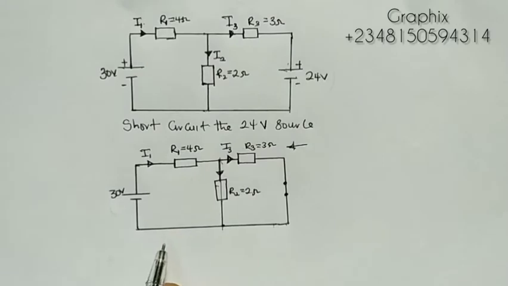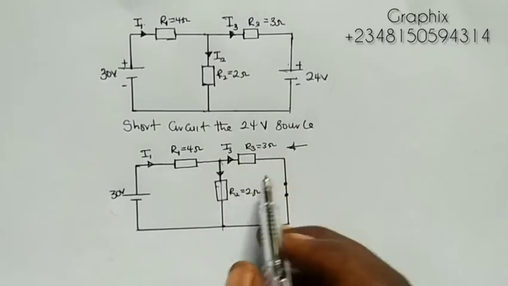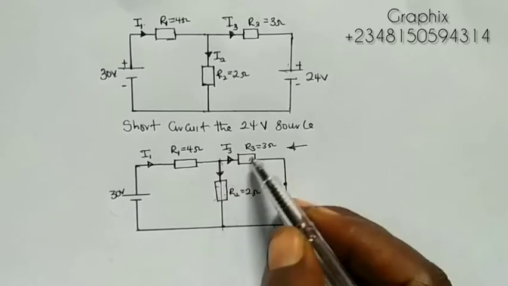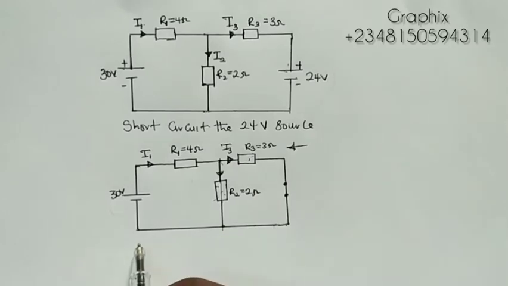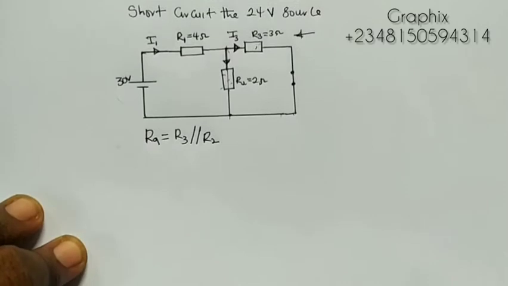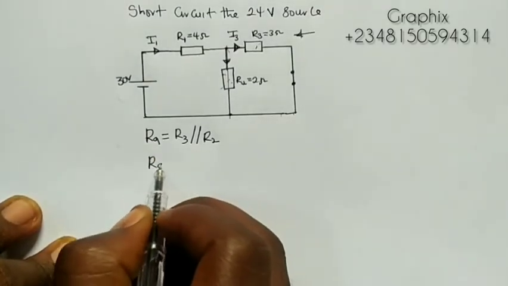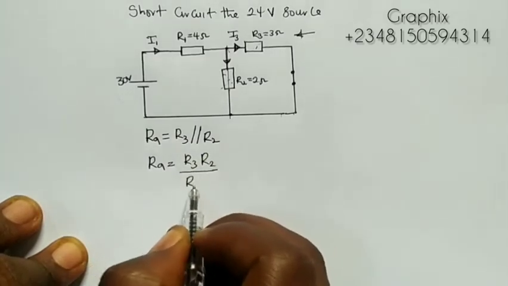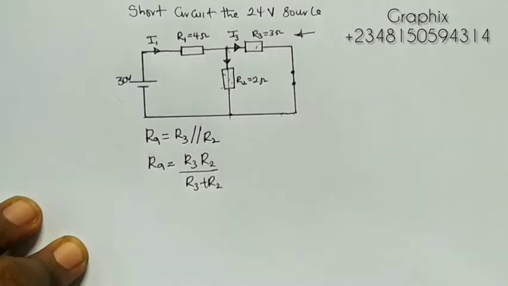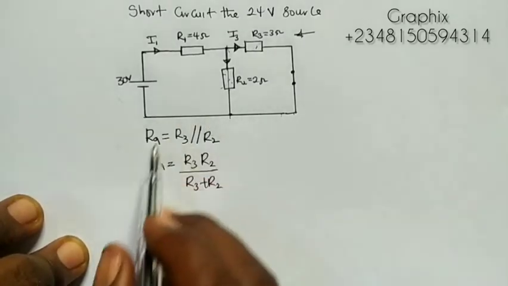Using your series and parallel knowledge, we know that these two resistors here are in parallel, right? Because there's a split of current at this junction here. So we'll say that we represent RA equals R3 parallel to R2. This simply means RA equals R3 R2 all over R3 plus R2. If you have been following my video, you get to understand how this comes about when resistors are in parallel.